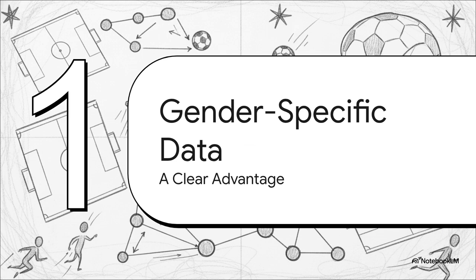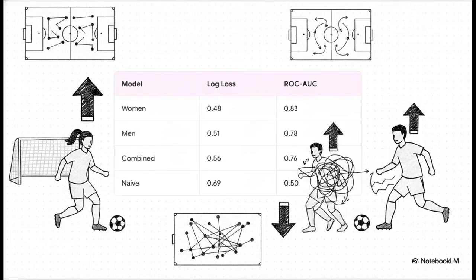Section 4. The gender-specific data advantage. When researchers split this massive dataset across MLS, NWSL, and international matches, they found something completely mind-blowing. They built separate models for men's data, women's data, and then a combined dataset. The data explicitly proves that gender-specific models actually outperform combined gender-ambiguous models.